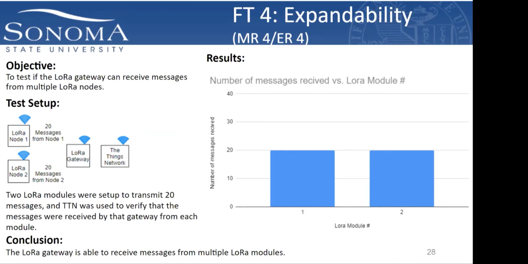So for the expandability test, we wanted to show that we could receive messages from more than 1 node. The test setup we had was 2 LoRa nodes transmitting data to The Things Network at 2 separate times. We used different data points to distinguish between the 2, and we had different timestamps. So in conclusion, we were able to prove that the LoRa gateway is able to receive messages from multiple nodes.